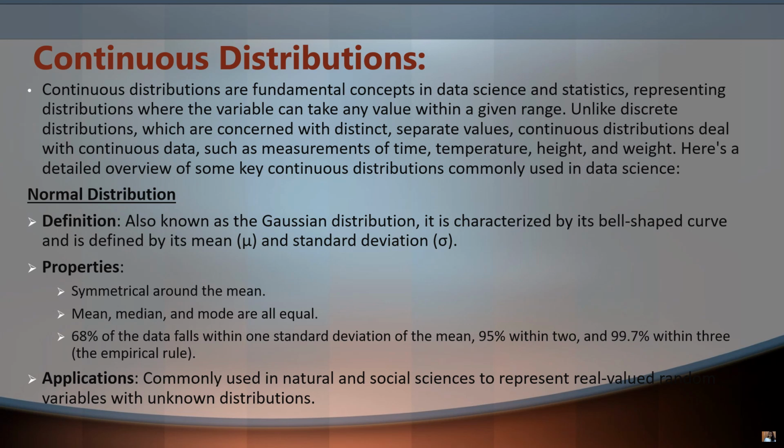The normal distribution is defined by mean and standard deviation, and the symbols you can see here. Mean is denoted by mu, and standard deviation is denoted by sigma. The properties are that it is symmetrical around the mean. Mean, median, and mode are all equal. 68% of the data falls within one standard deviation of the mean, 95% within two, and 99.7% within three. So what are the applications of this normal distribution? These are commonly used in natural and social science to represent real-valued variables with unknown distributions.